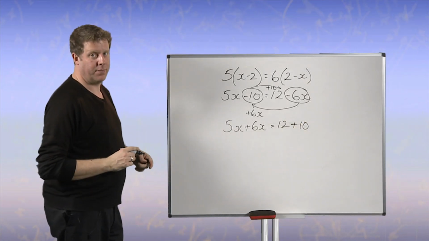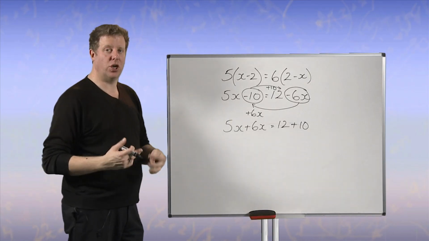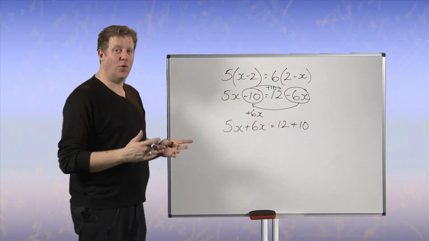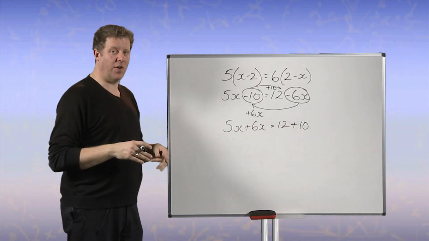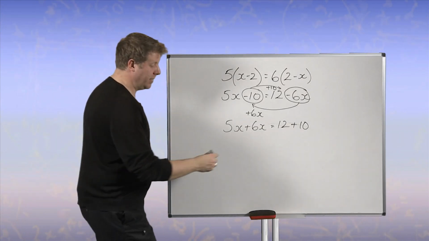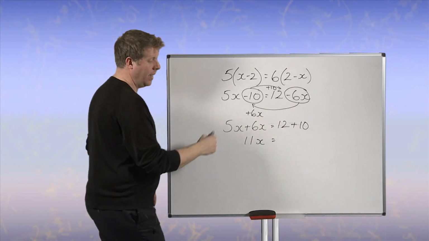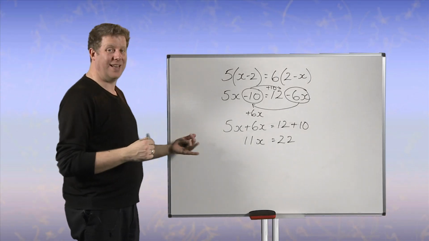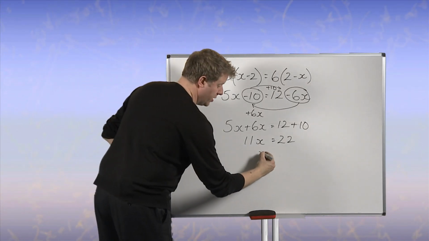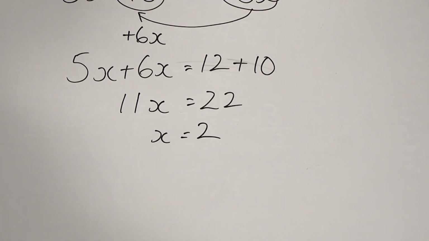plus 10. Now you don't need to write in those arrows every time you do it. I'm doing it just to show you the process that I'm going through. If you're happy with just swapping them over and making sure you change the signs, that's fine. 5x plus 6x gives me 11x, and 12 plus 10 gives me 22. So I can now see that my final solution, therefore, is x equals 2.